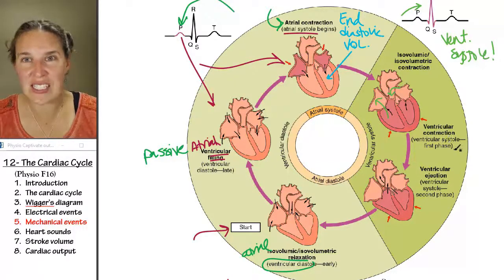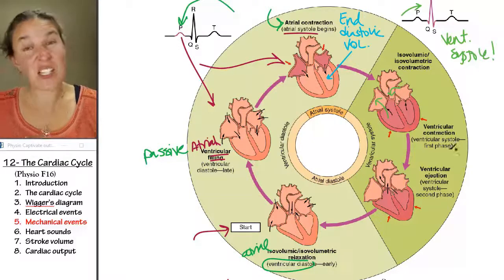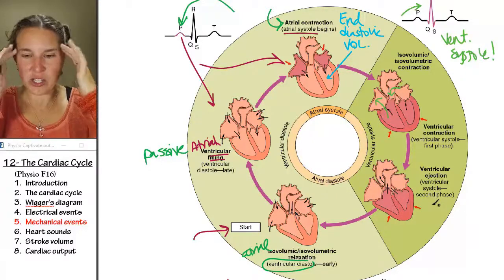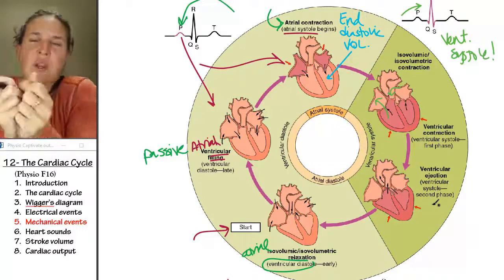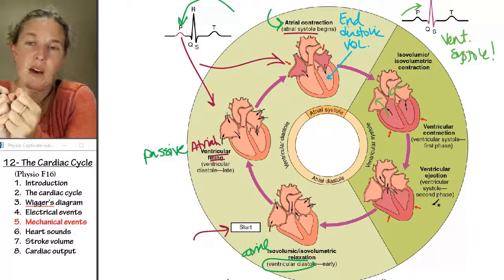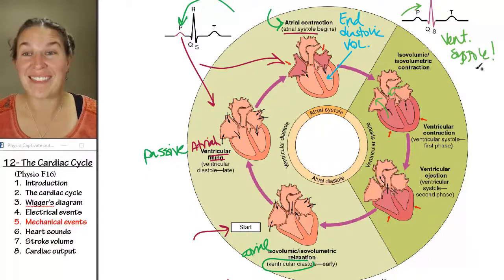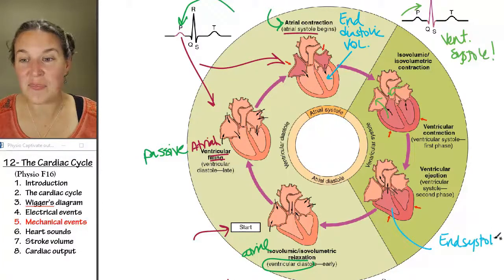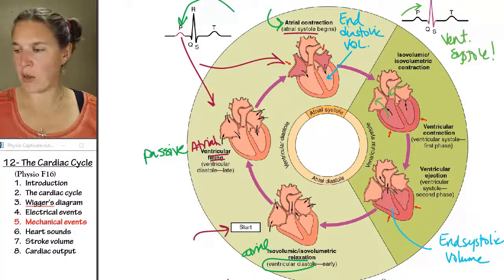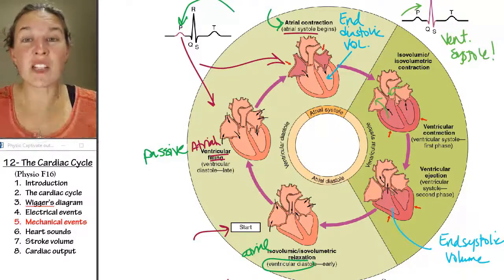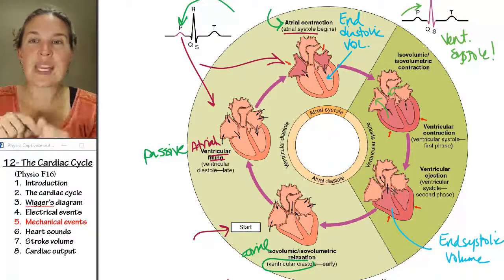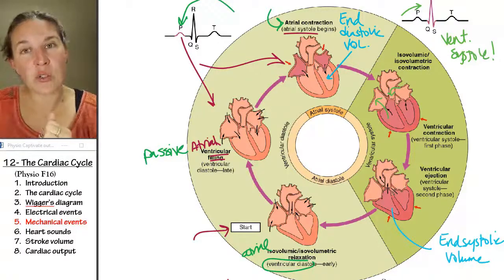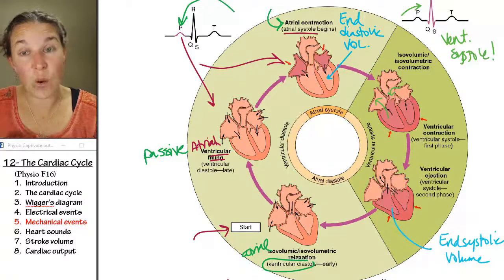As ventricular systole finishes, can you imagine that your ventricles are going to squeeze out all the blood that they can possibly squeeze out? And what you end up with at that point is a volume known as end systolic volume. Do you agree that the end systolic volume is at the end of ventricular systole, where we squeeze out all the blood that's possible, and the volume in the ventricles is really low?